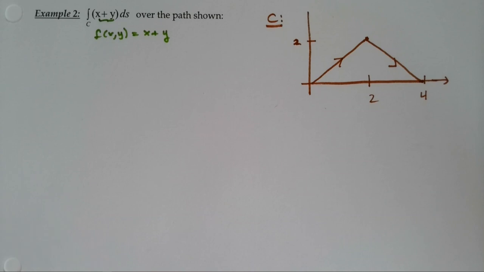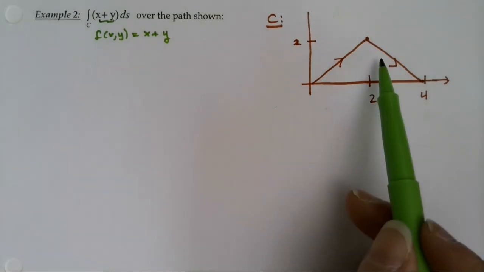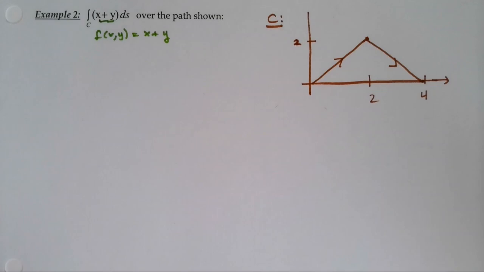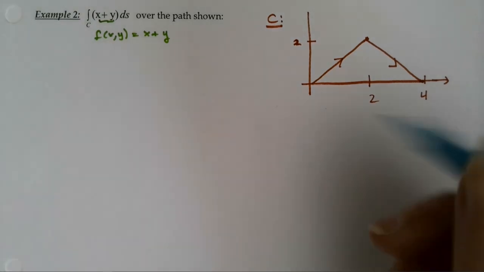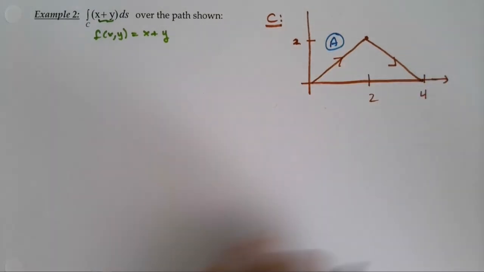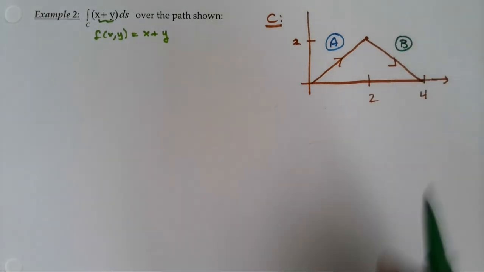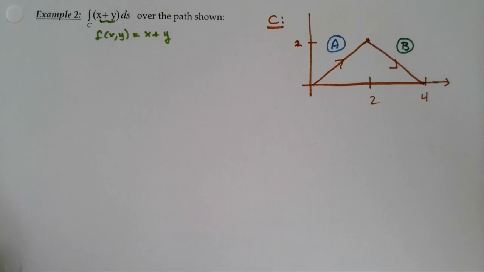All right, so unfortunately for us, we're not going to have one function for over here. This is a piecewise function. It has a sharp point. So we're going to have to separate it into two sections. We're going to call it section A over here on the left, and then section B on the right. Okay, so let's look at section A.